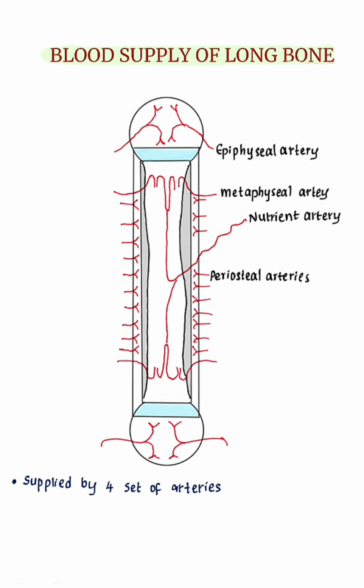Metaphyseal arteries are derived from neighboring arteries. They enter the metaphysis directly along the attachment of joint capsule. Epiphyseal arteries are derived from arterial anastomosis around the joint. They supply epiphysis directly or after piercing the epiphyseal cartilage.